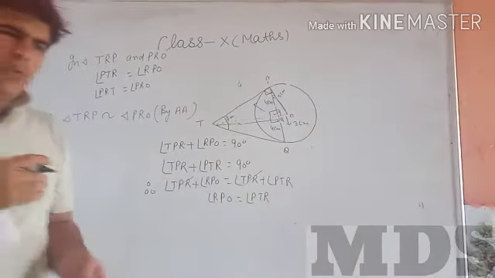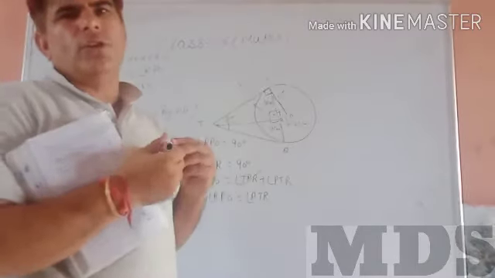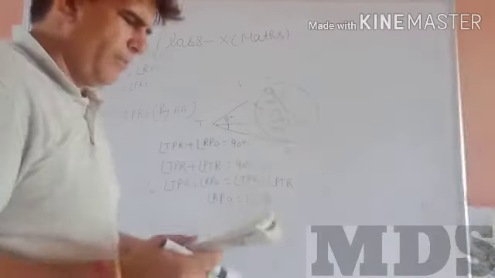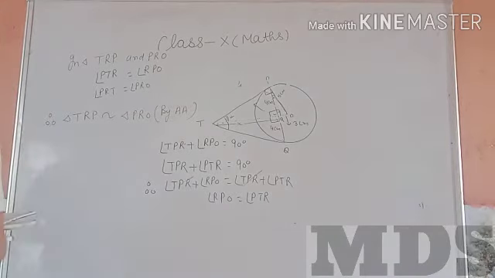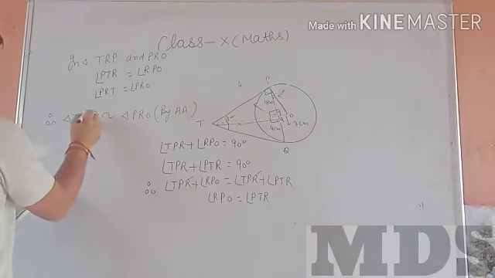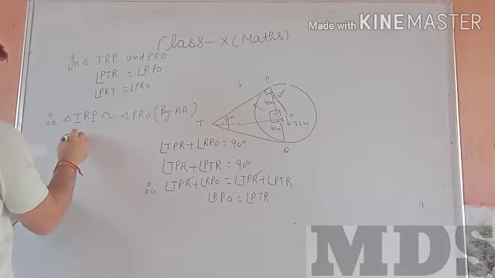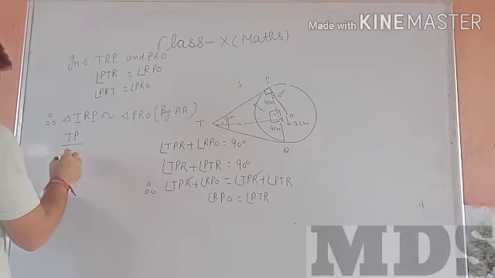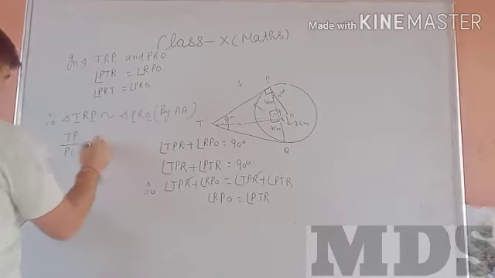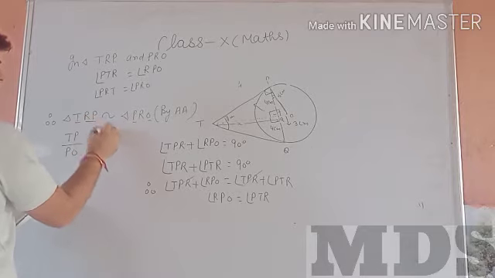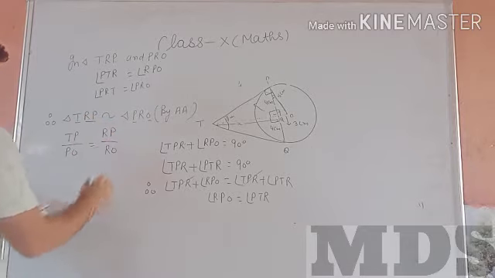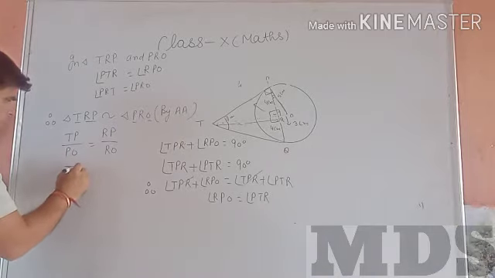If two angles of one triangle are equal to two angles of another triangle, then the two triangles are similar. So which sides are in the same ratio? TP by PO is equal to RP by RO. Three values are given. TP we have to find out.